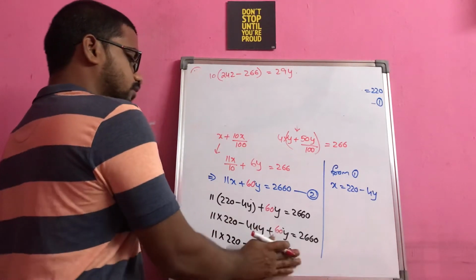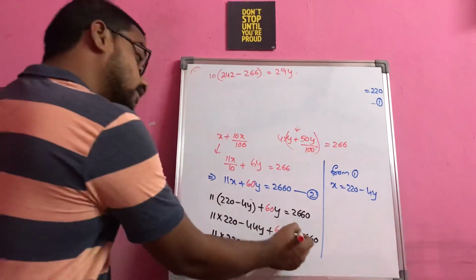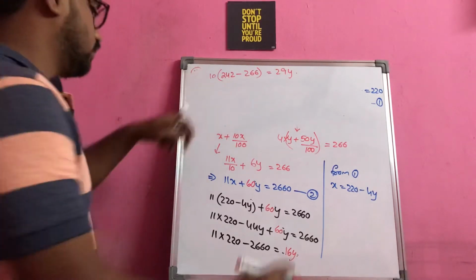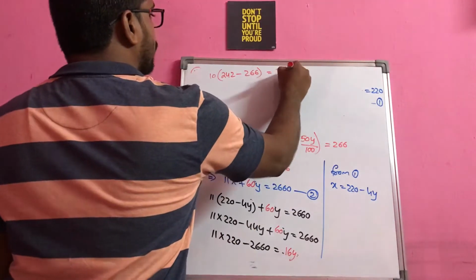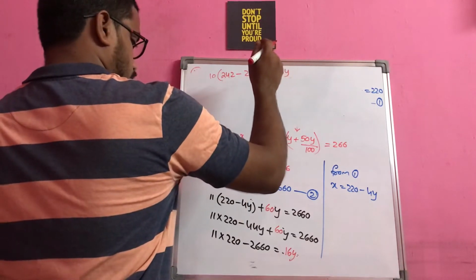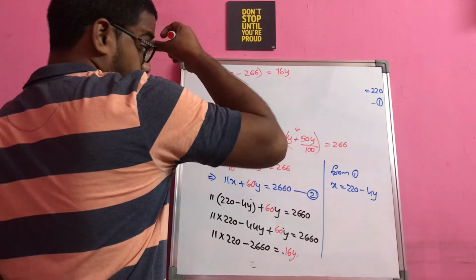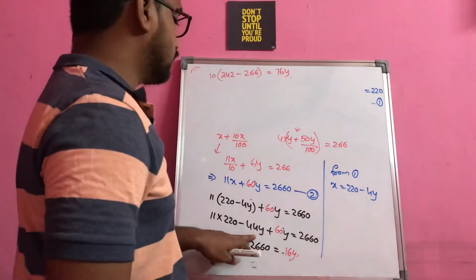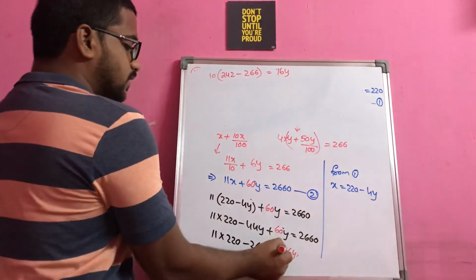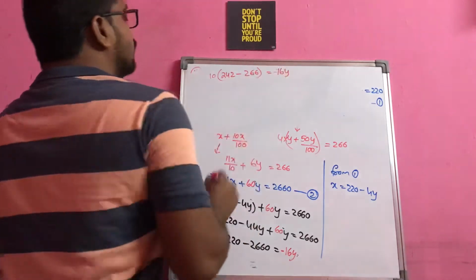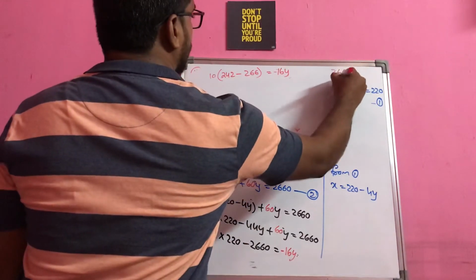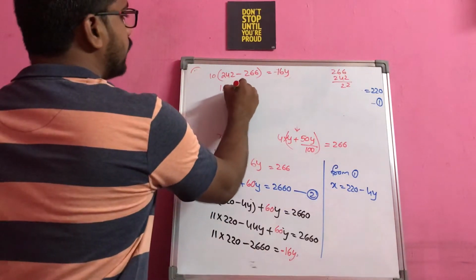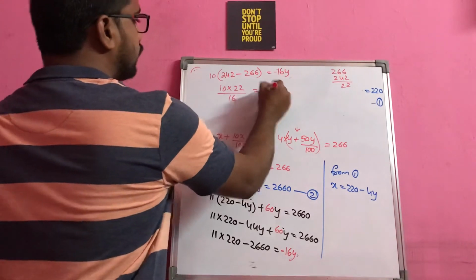So the right side will become 16y. Right? So this is how much? We are having 16y. Actually you will be getting minus 16y on the other side. So this is minus 16y. So 266 minus 242 means you will be getting 22. Correct? So 10 into 22 by 16 is equal to y.